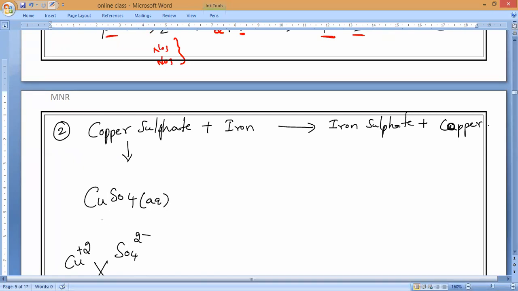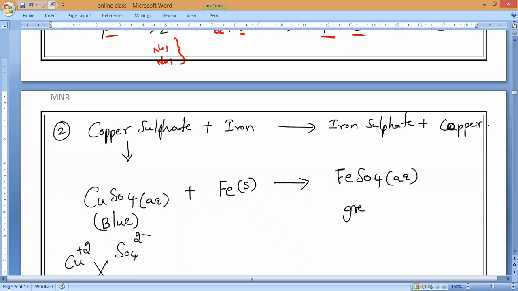What is the color of this? I said copper sulfate. Blue. Reacting with iron. What is the iron symbol? Fe. Yes. Solid state will react. We get FeSO4. It is also in the aqueous state. What is the color of this? Green, greenish. Plus copper.